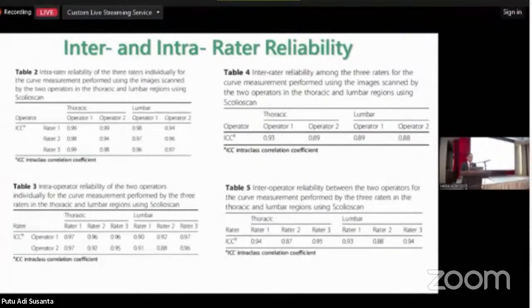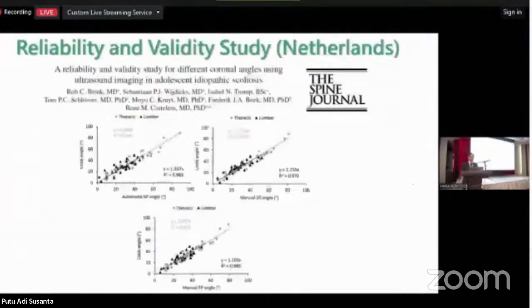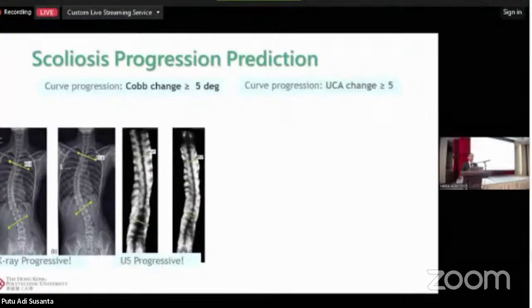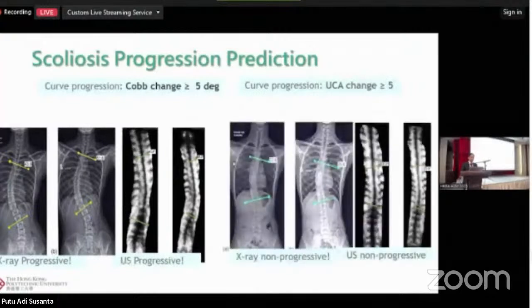I do not go into details. This is another validation study in the Netherlands. They were the first installation of ours, and later on we actually have a lot of progression studies, as I mentioned. On X-ray, if between the two X-ray tests the angle change is larger than 5 degrees, that is defined as progression. So if our ultrasound can detect a similar change, then we can do progression monitoring.